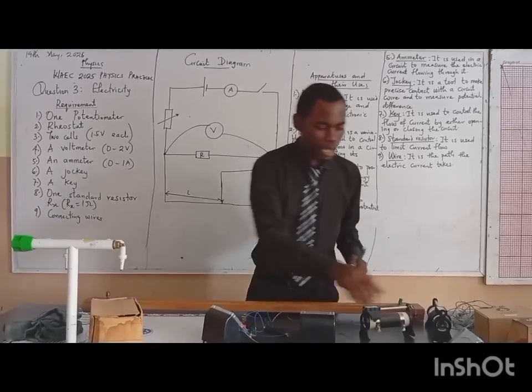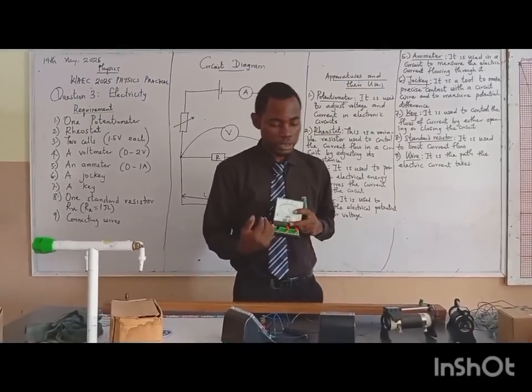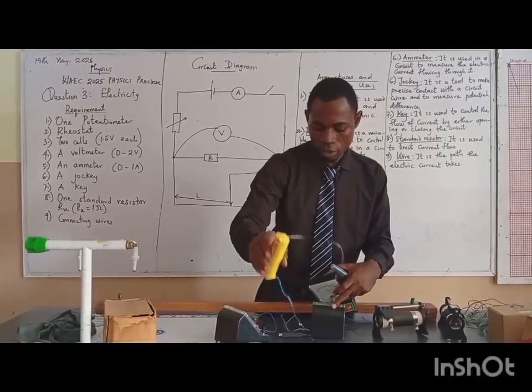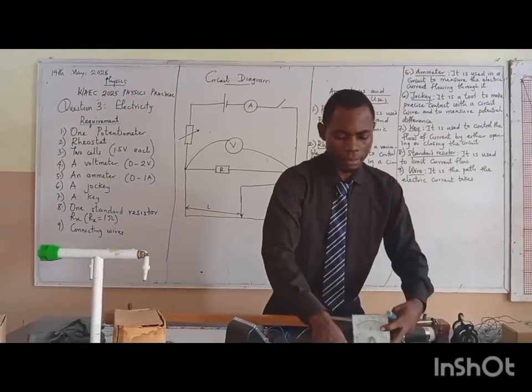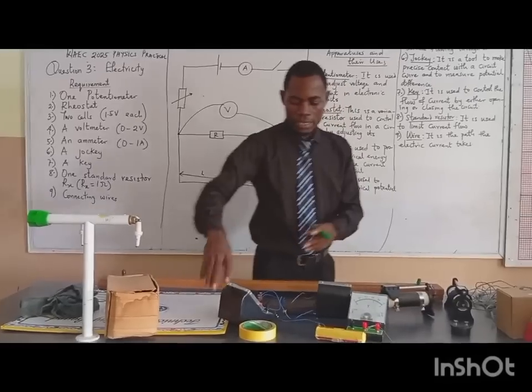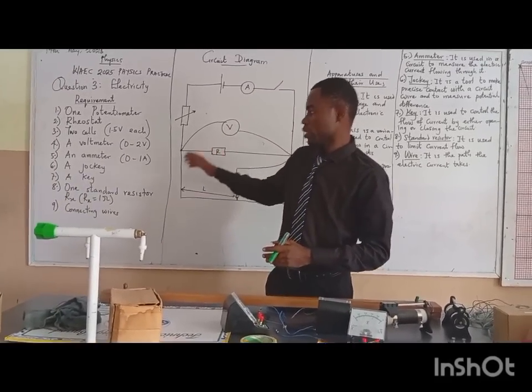Voltmeter, I have my voltmeter with me here. We use it to measure the voltage, the potential difference of a particular cell. I have my cell here. When I start the practical fully, I will check the EMF of this particular battery that I'm holding. I move to the next one, the ammeter. This is my ammeter, it measures current.